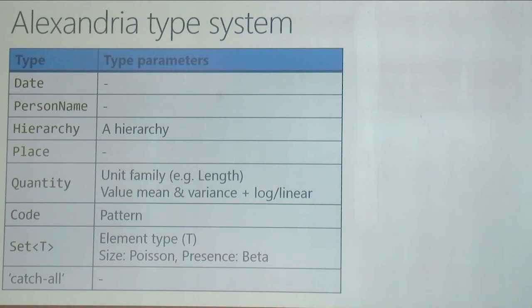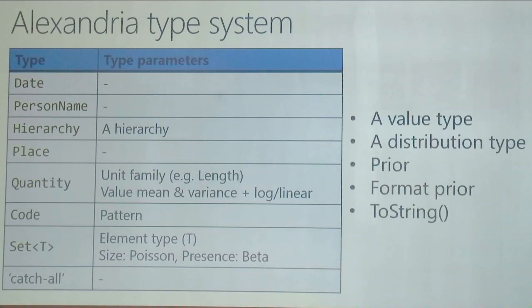Now, unlike an ordinary type system, in a stochastic type system like we have in Alexandria, we also need to be able to describe uncertainty. So we need to specify a distribution type that represents the uncertainty in that value. We need to be able to specify a prior, and the type of that prior is the distribution type. So we have distributions over strings, over objects, over dates, and so on. We need a format prior, which is a string distribution that says what formats are available for this type. And then we need a way to take formats and values, both uncertain, and convert them into uncertain text. So that's the type system.